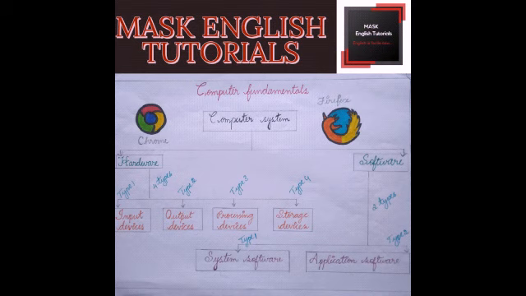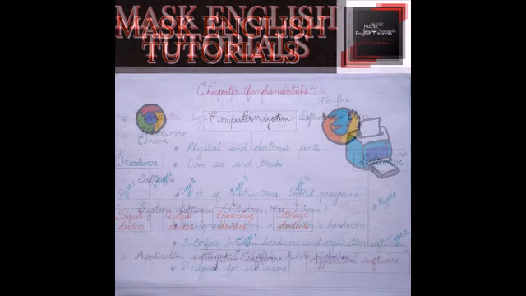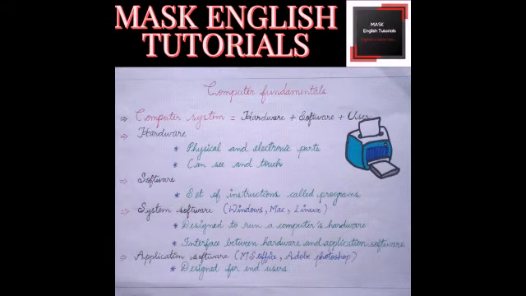What is a computer system? A computer system is a combination of hardware, software, and the user. Formula: computer system is equal to hardware plus software plus user. What is hardware? Hardware refers to the physical and electronic parts of a computer. That is, you can see and touch hardware.